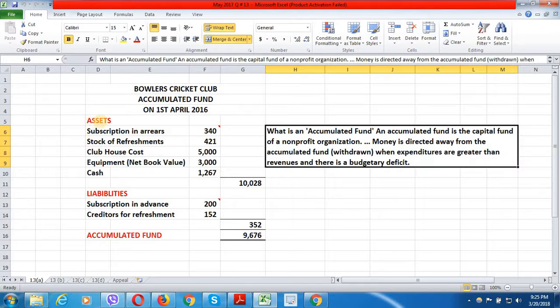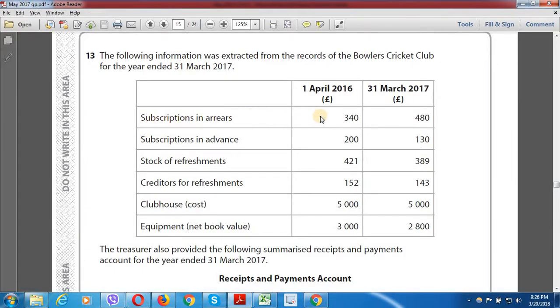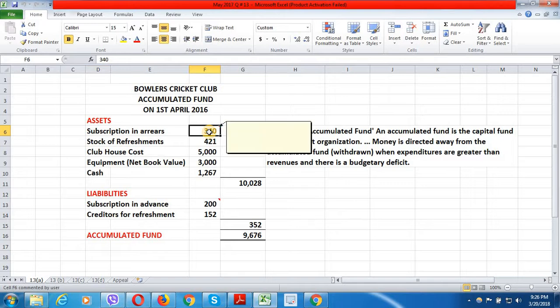Now we will have to calculate the accumulated fund on 1st April 2016. To calculate this, we need to put all the opening assets values and all the opening liabilities values. The first one is subscription in arrears, 340. What is this? This amount is not paid by the members last year and the members owe this amount to the club. It is a kind of receivable or asset for the club. That's why it has been shown in this section.